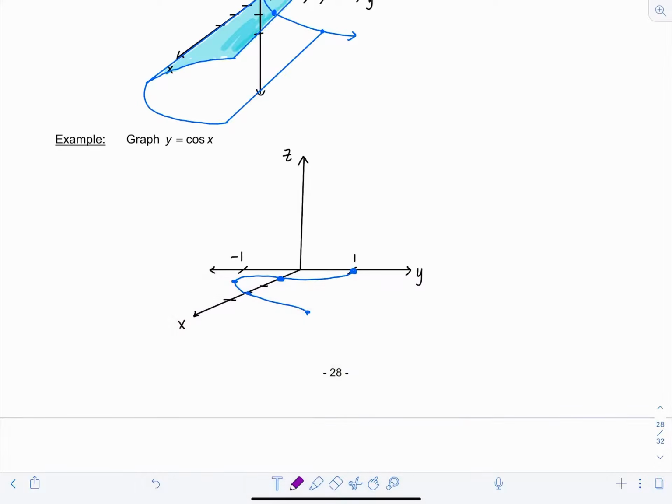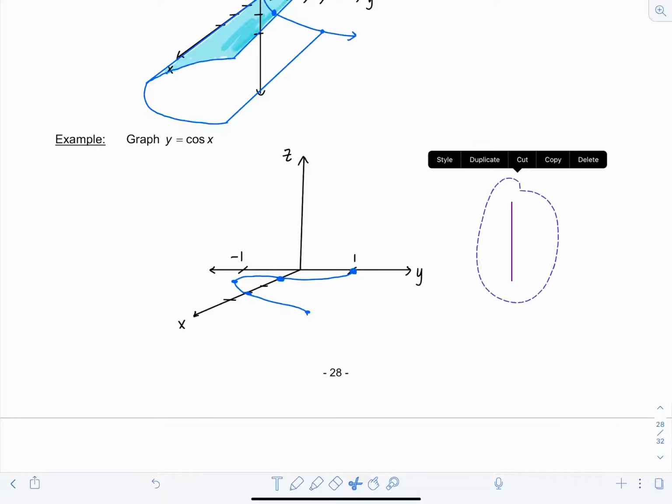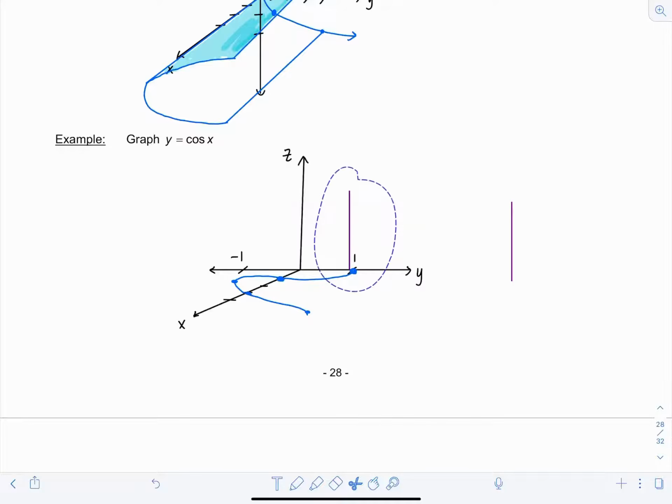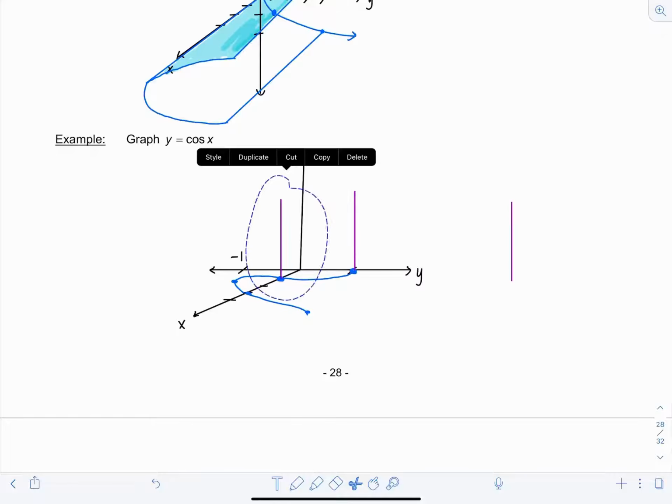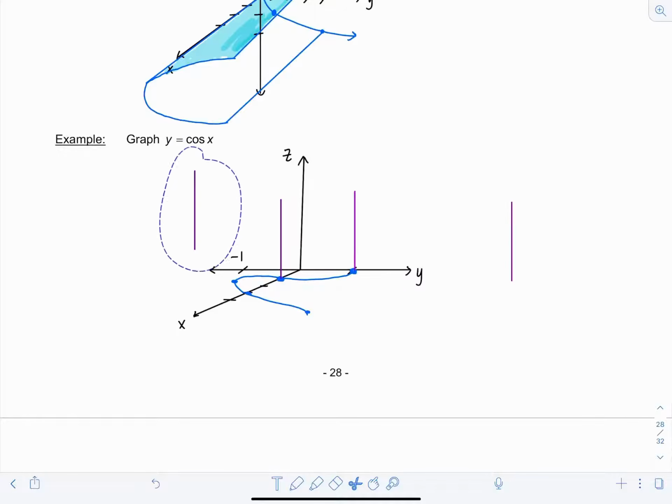Okay, this one I am going to take special effort to make sure it looks perfect. There's one. Get your ruler out if you need to.